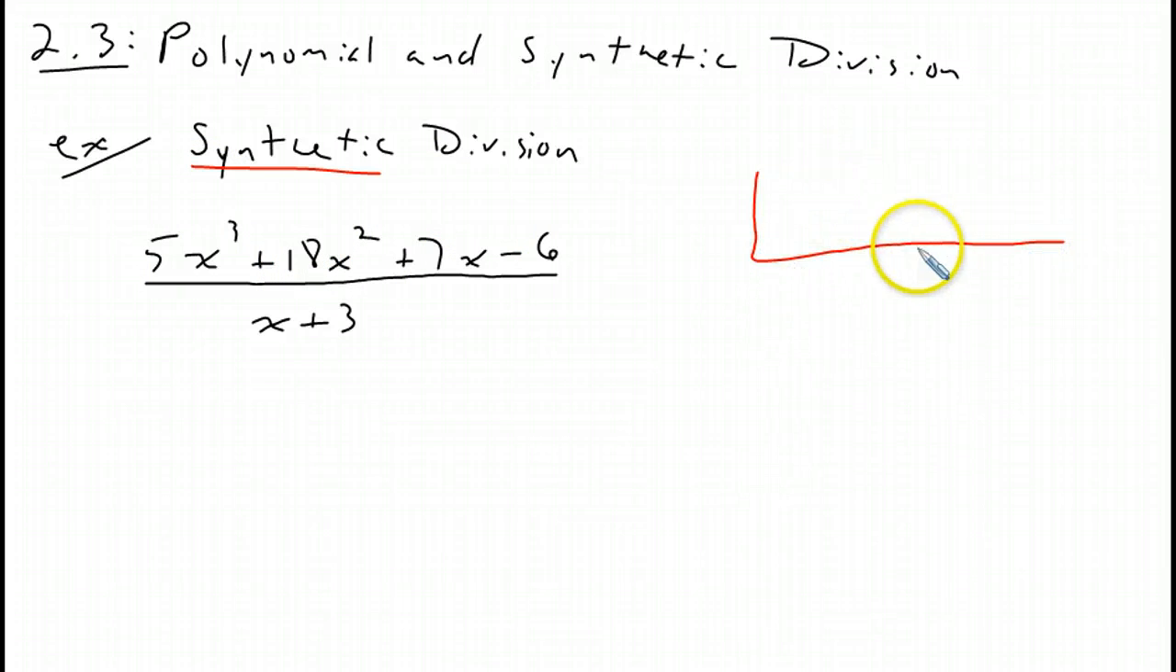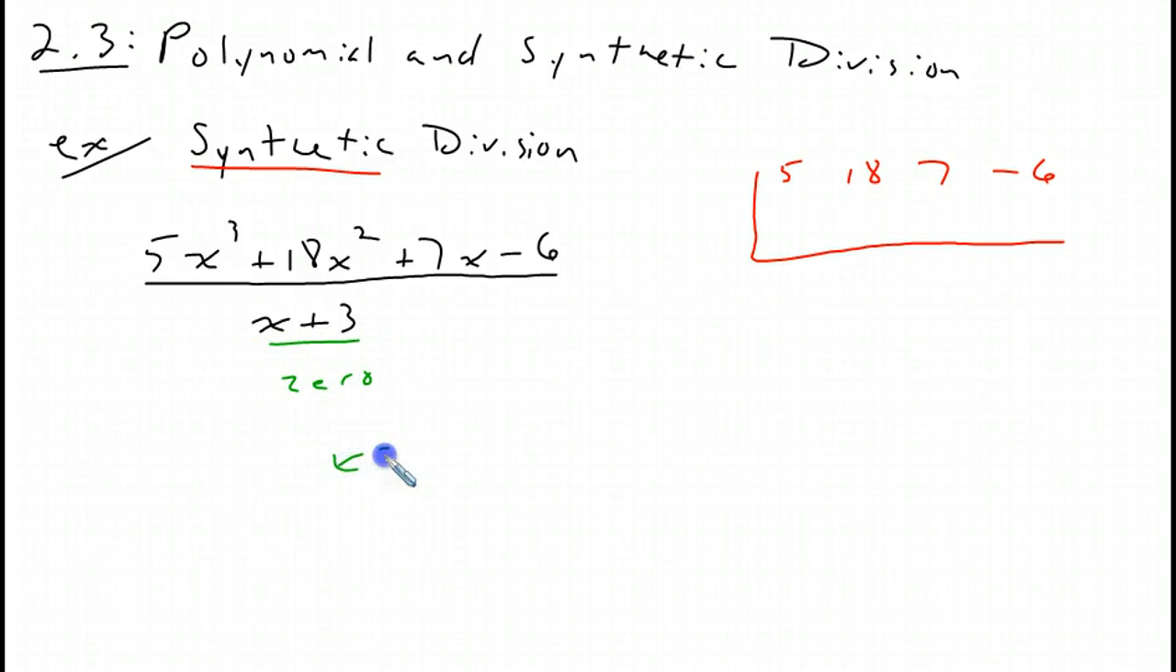It's kind of like an upside down division sign, where the numbers on the inside are still going to come from here, but I'm only going to use the coefficients. So 5 from the x cubed. I have an 18 from the 18x squared. I have a 7 from the 7x, and minus 6 from the negative 6 constant. Now here's the thing you have to be careful of. What we were dividing by is x plus 3, but you're going to use the 0 of x plus 3. So x equals negative 3. So on the outside, I'm just going to put negative 3.